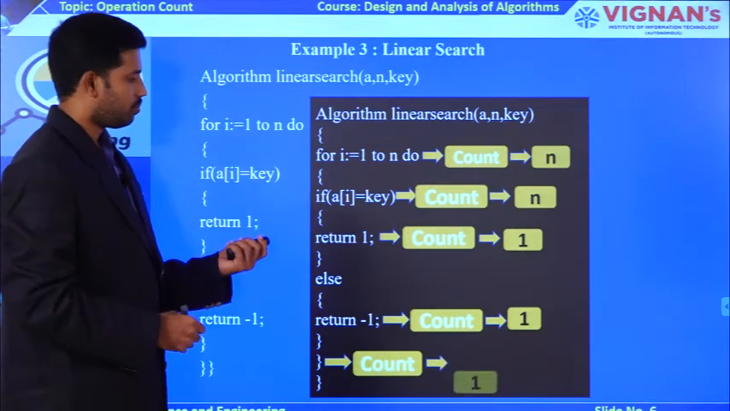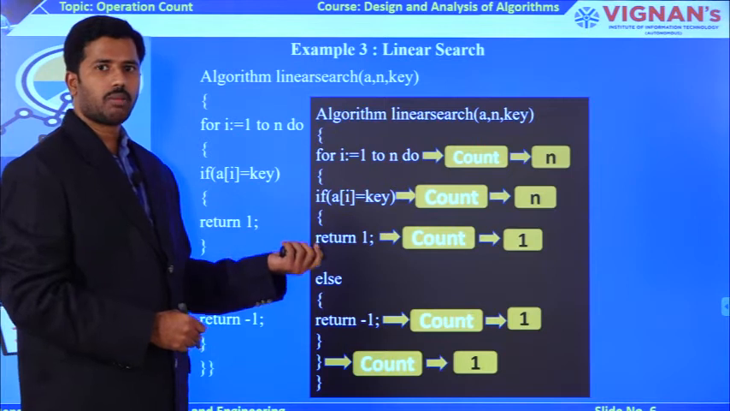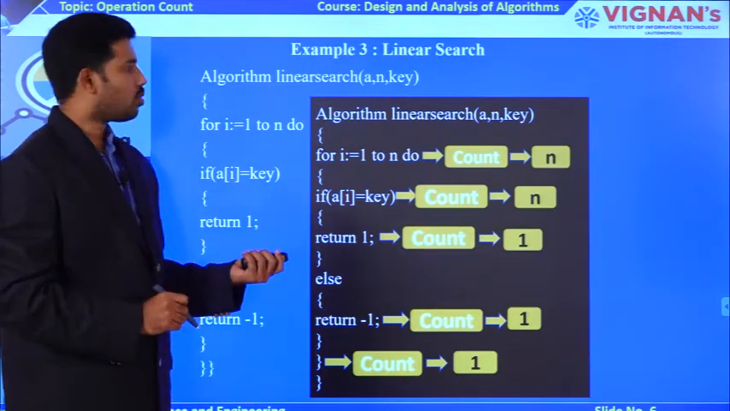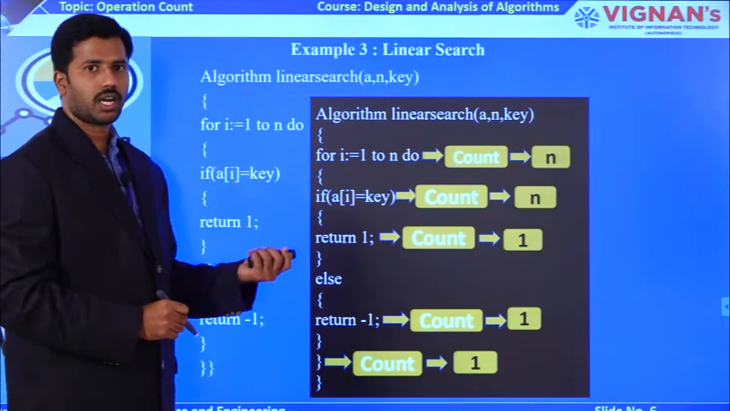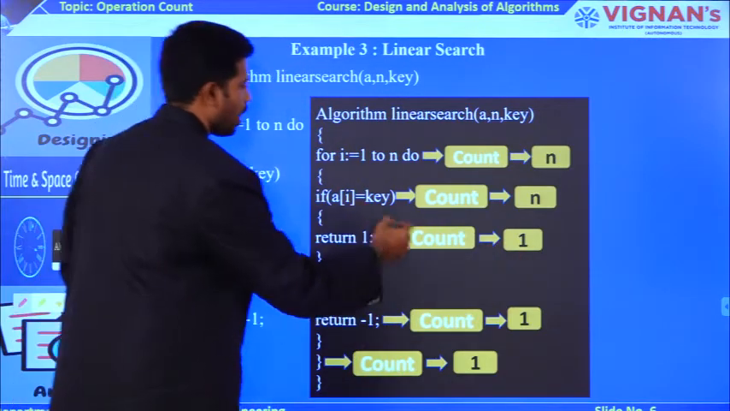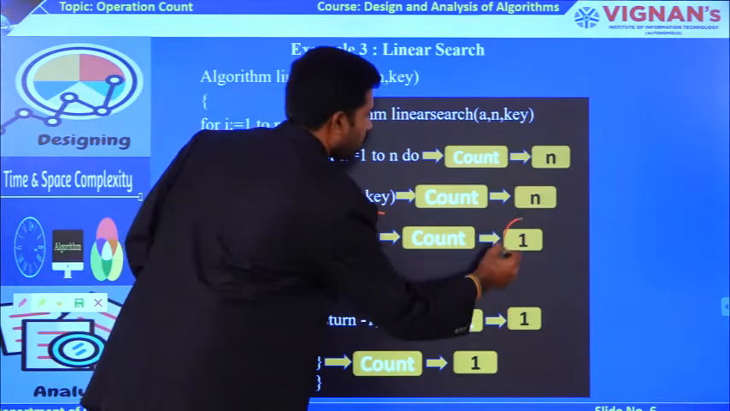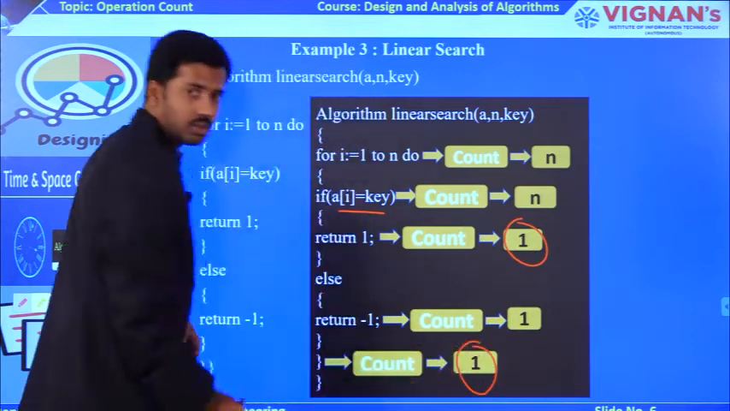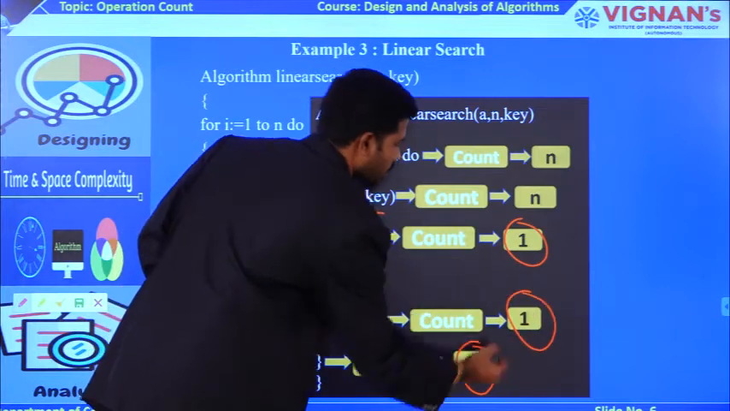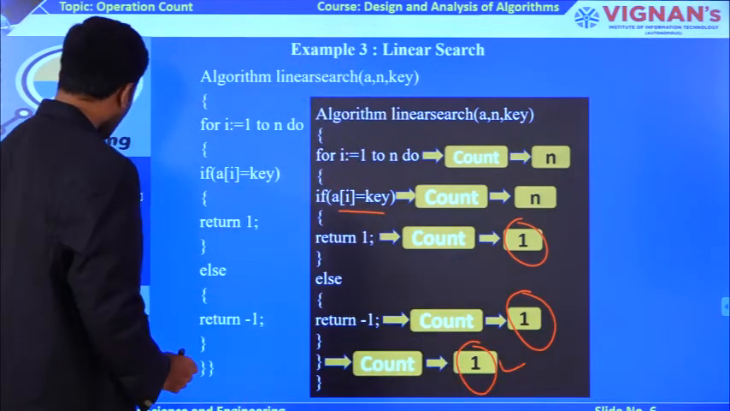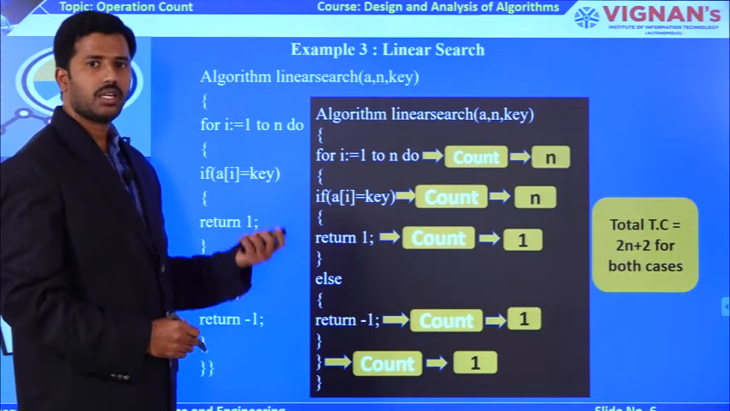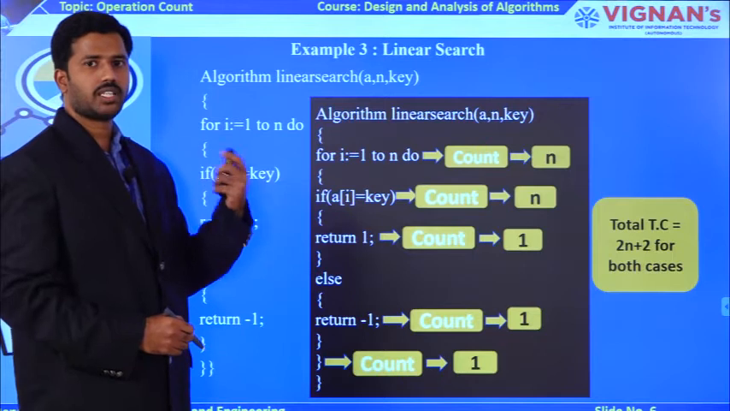Okay. Now we try to find the time complexity for both cases, if the element is equal to the key as well as not equal to the key. The total time complexity of this algorithm has 2 n's here, and 1 n there. If A of I equals key, you are returning 1 as well as you need to consider this one. If A of I is not equal to key, you need to consider this one and the last one. So ultimately the total time complexity of this algorithm is 2n plus 2 for both cases, whether the key is found or not found.